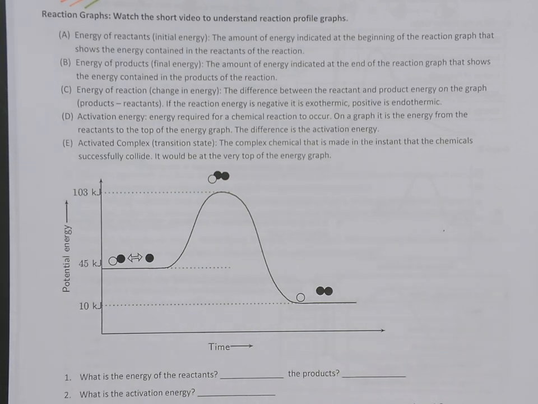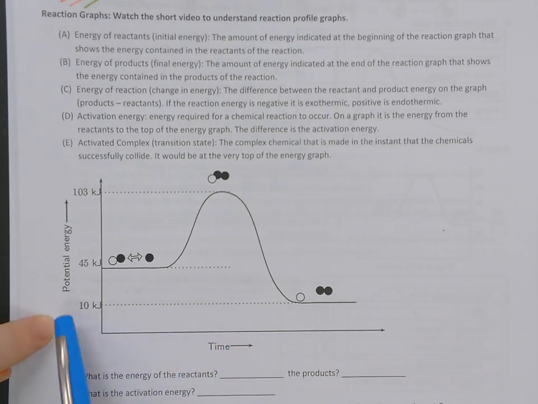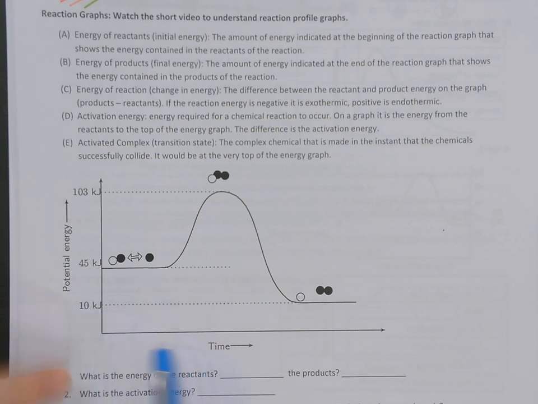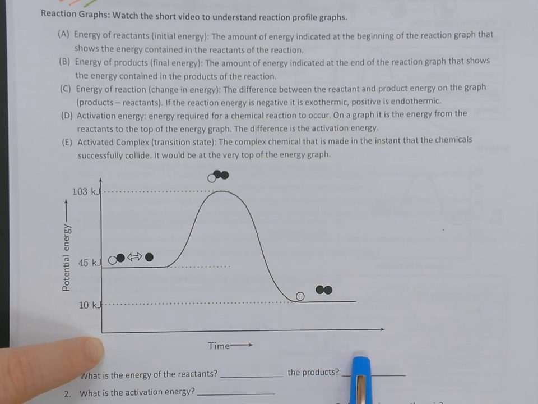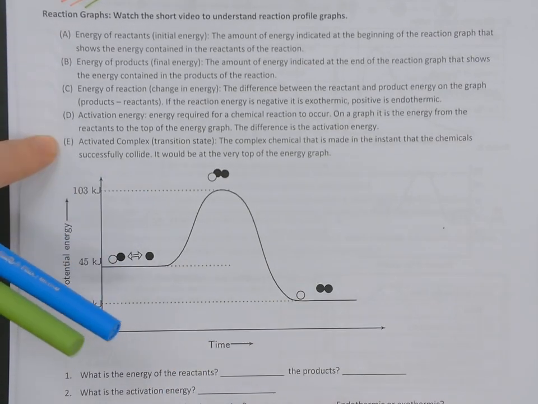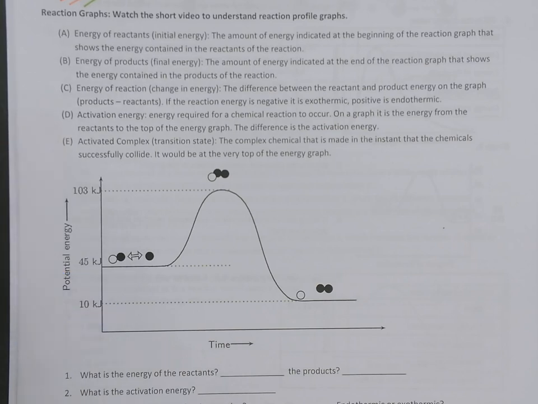So a reaction profile essentially shows the reaction in terms of its potential energy on the y-axis, or how much energy is stored in the chemicals, and then time. Sometimes it says reaction progress, that kind of thing. So we're not really marking specific times. We don't really have a scale on this, but typically there is a scale of some sort on the y-axis. So we're going to identify first all of these pieces that are labeled at the top.